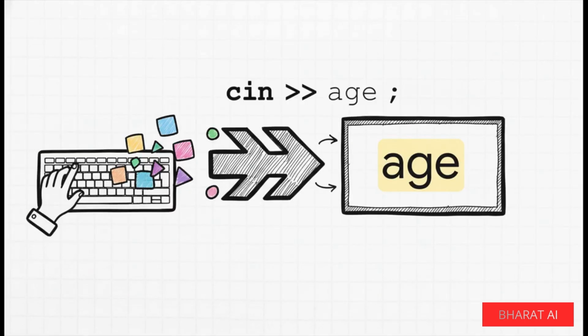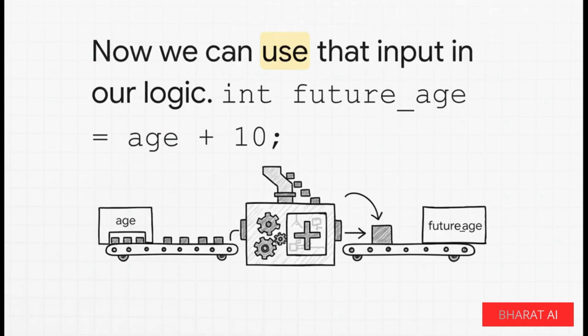So for step 1, getting input, we use a command called cin. You can think of it as character input. It's the mirror image of cout. It basically just pauses the program and waits for the user to type something and hit enter. And notice the arrows. This time they point away from cin, funneling that user data into our variable. Pretty clever, huh?